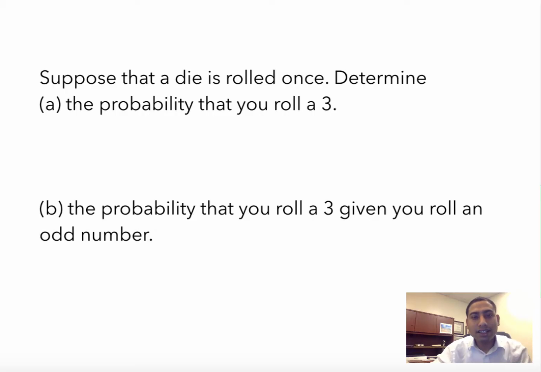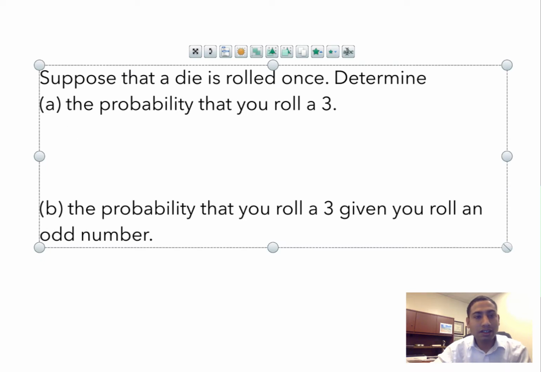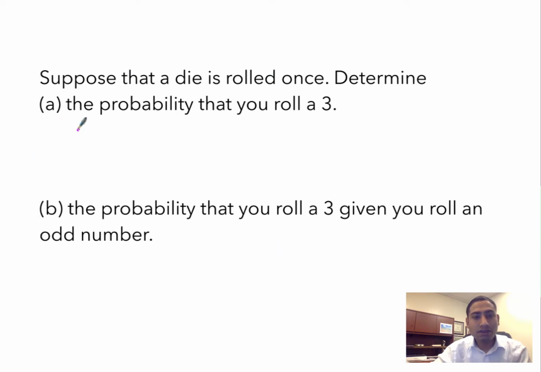Suppose that a die is rolled once. Let's start by finding the probability that you roll a 3. Now, this is nothing new. We have been doing this for a few weeks now. So the probability of rolling a 3 is 1 out of 6. There are 6 possible outcomes, and only one of them is a 3.